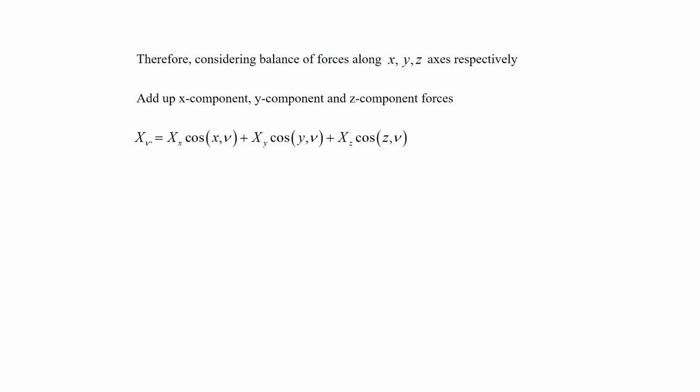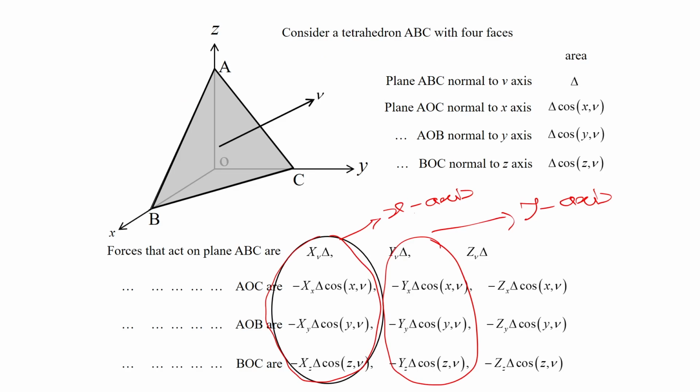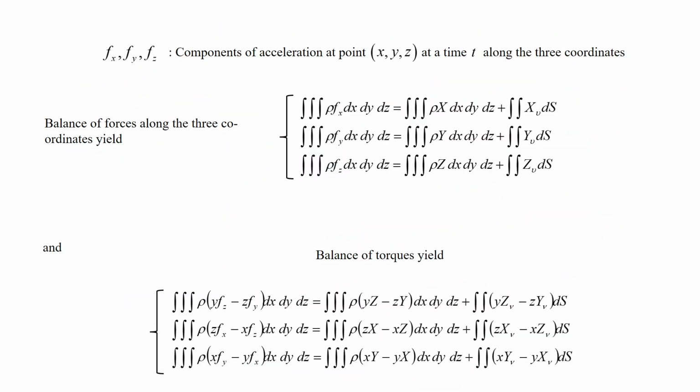Therefore, x nu is equal to xx cos x nu plus xy cos y nu plus xz cos z nu. We will also have y nu equal to yx cos x nu plus yy cos y nu plus yz cos z nu, and z nu equal to zx cos x nu plus zy cos y nu plus zz cos z nu. This is the way that x nu, y nu and z nu can be expressed, and that can be substituted in the force balance equation over here.